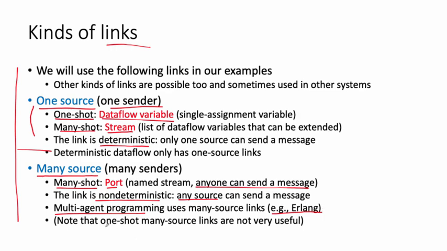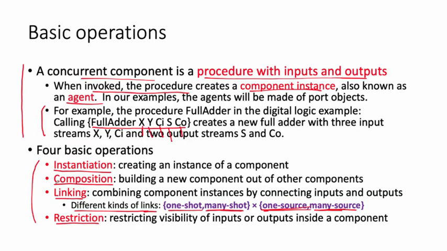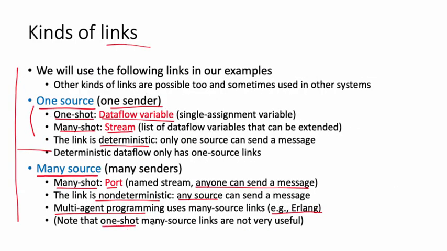Okay. Now you see that we're not using all the possibilities. So one-shot many source links is actually not very useful. If I have many possible senders, but only one message can be sent, that's kind of weird. Okay. So we're not going to use those in our examples.